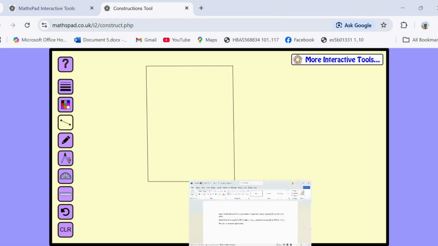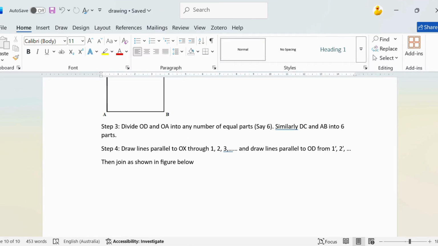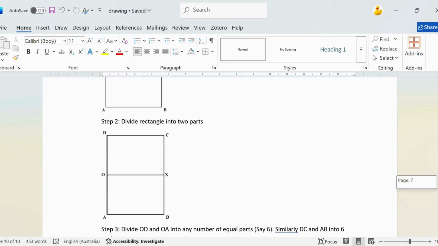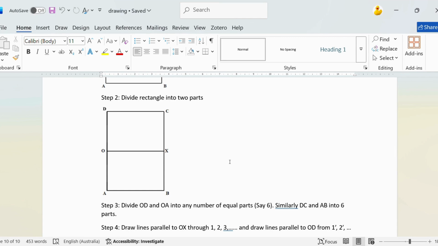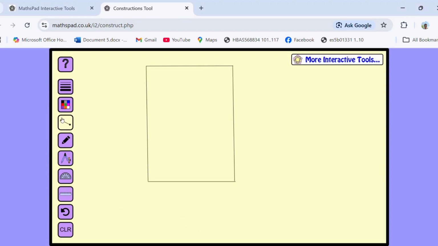In the second step, we divide this rectangle into two equal parts. To do so, first we bisect AD, or if the length of AD is even, as in this case, which is 80 mm, then we can simply find the midpoint of AD. In this tutorial, I will bisect AD.